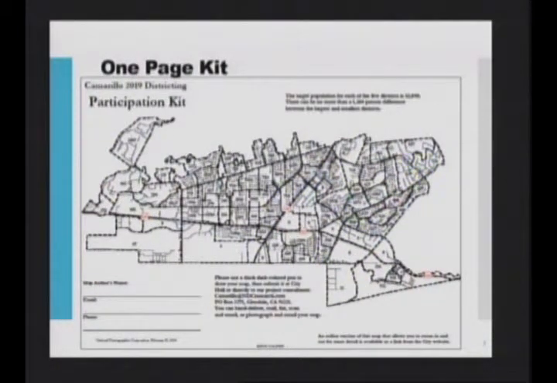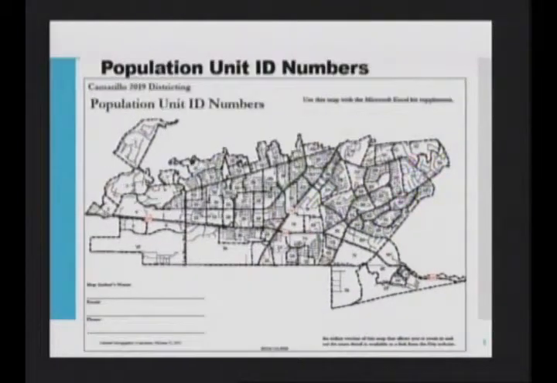Our consultant tonight may talk to several of the tools that are available. This is one of them, a one-page kit that can be used by the public to draw their own districts and submit maps. This is another which can be used with a spreadsheet. This is population unit ID numbers tied to a spreadsheet so people know how many people are living in each one of these areas.